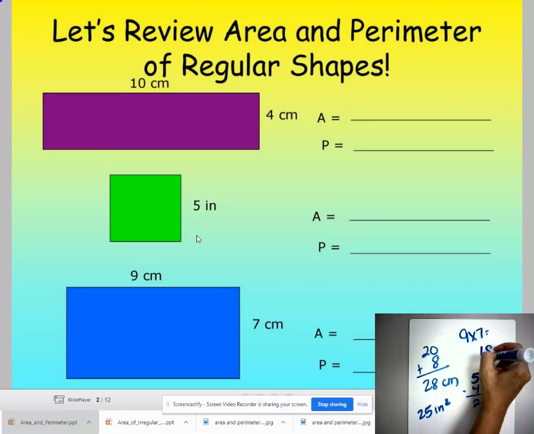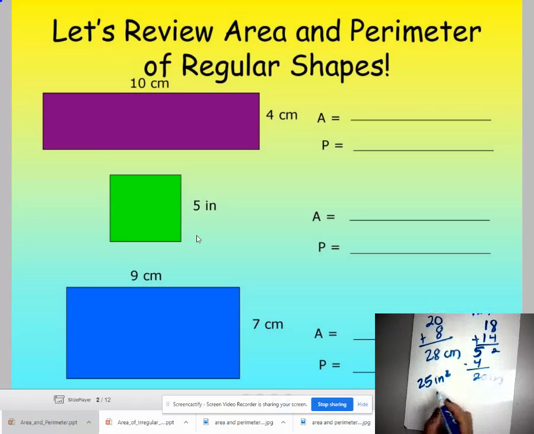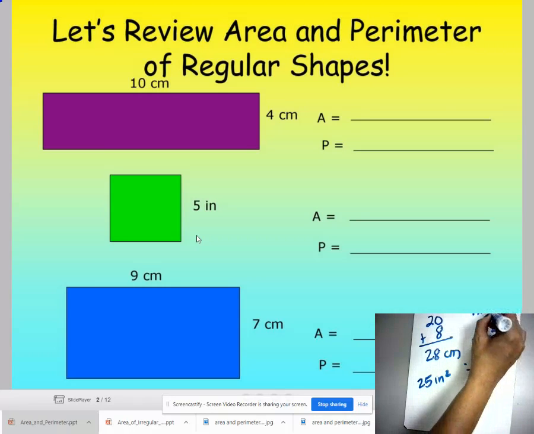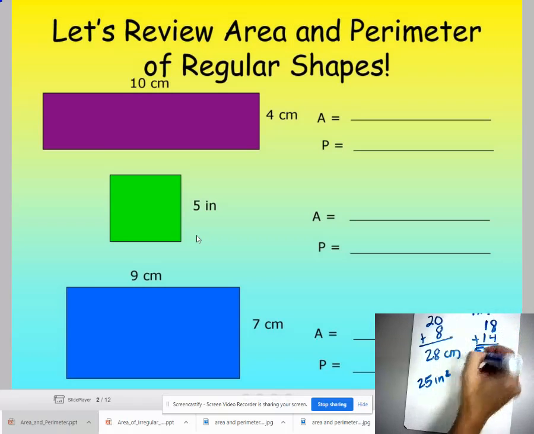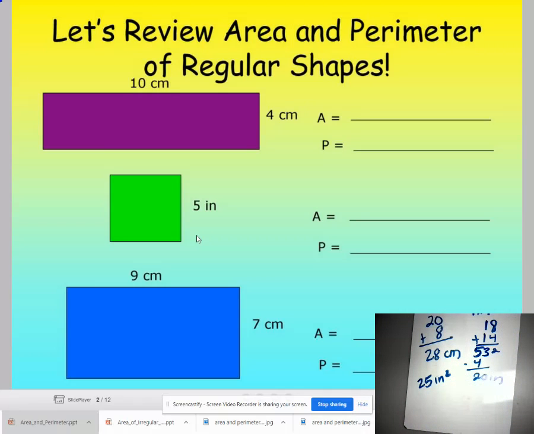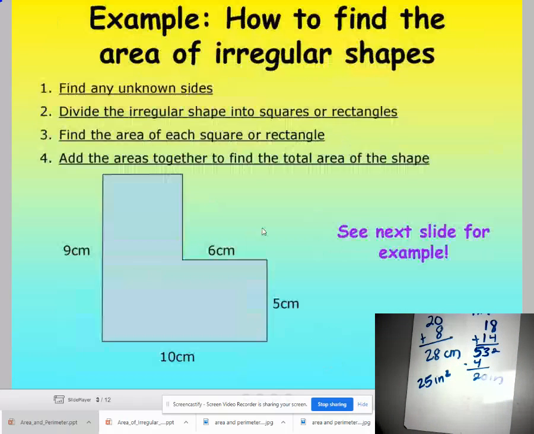I want you to try the perimeter, and when you're done, come back for your answer. So the perimeter is to add up all 4 sides. So you have 9 plus 9, which equals 18. 7 plus 7, which equals 14. When you add them up, you have 32 centimeters.